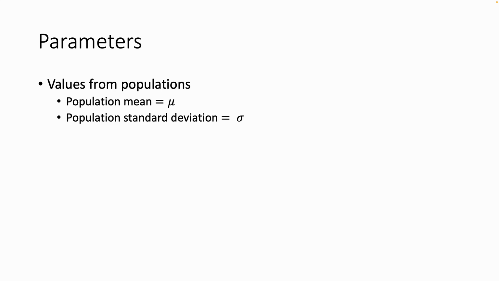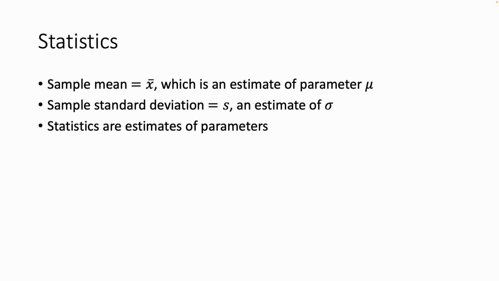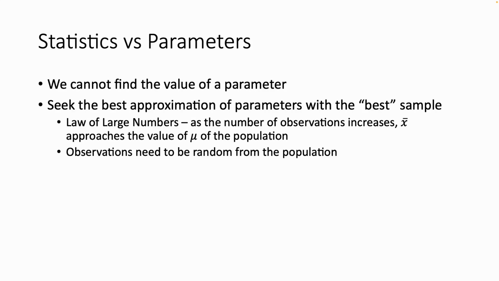Okay, so the idea behind parameters is the value for the populations. So the population standard deviation and the population mean, those are different. Those are the parameters versus the statistics, where the sample mean is x bar, which is an estimate for the parameter of mu. The sample deviation, which we'll call s, is an estimator of the lowercase sigma there. So the statistics are the estimators of our parameters, and in many cases, the best we can do is that estimator.